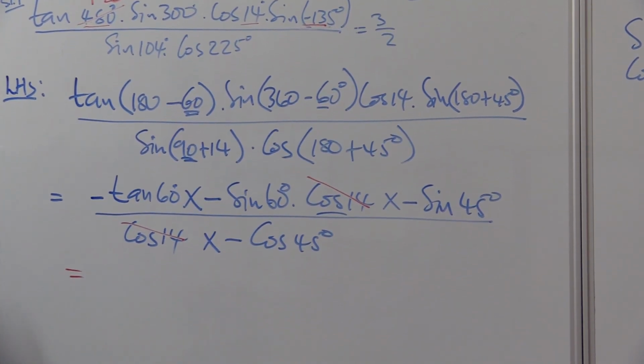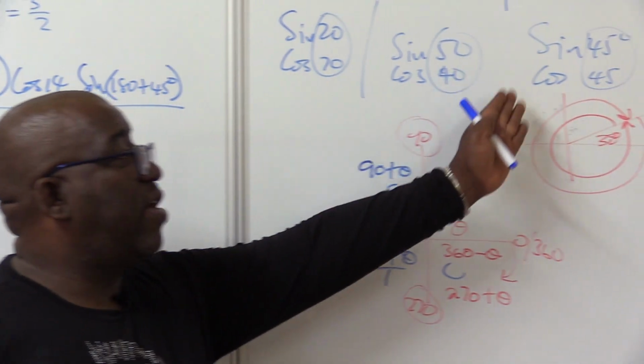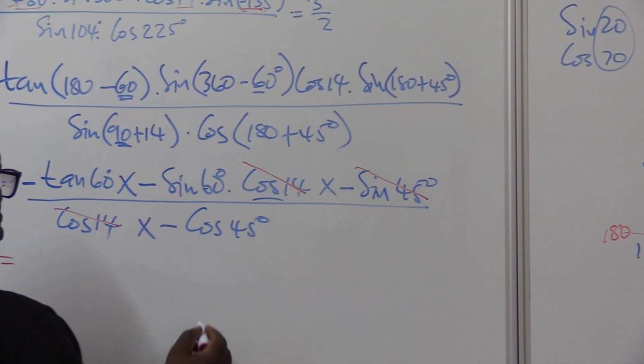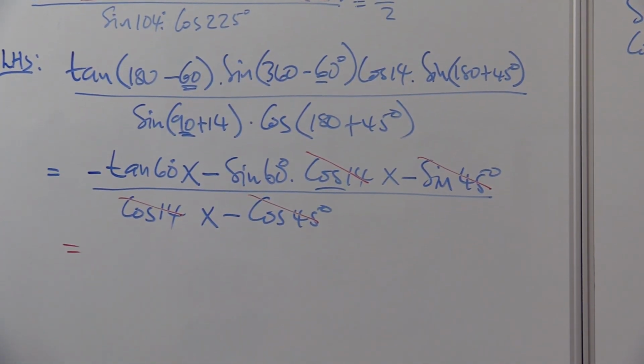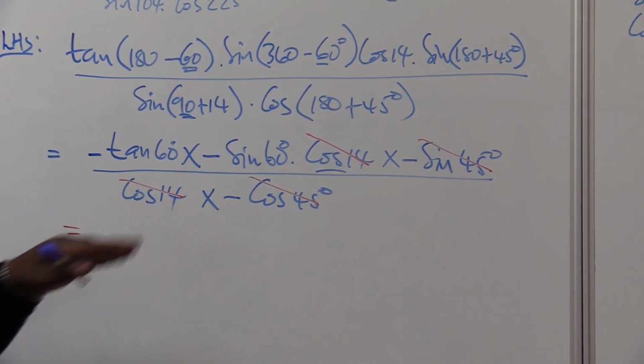I know that from this information, sine 45 is the same as cosine 45. So this sine 45 goes in here, which gives us 1. So we're left with what here? Tan 60, and sine 60.